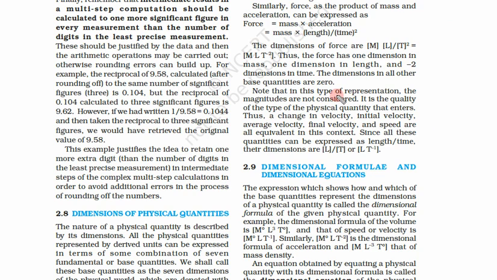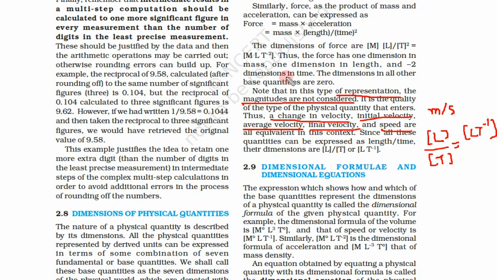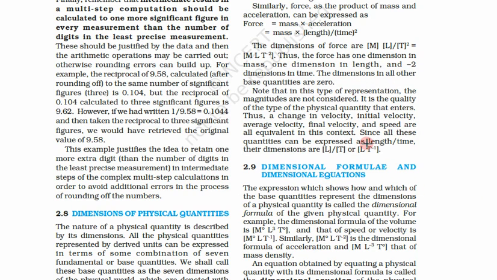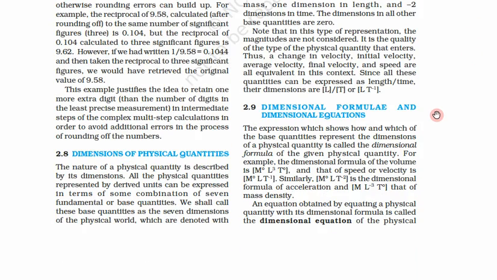Remember, in this representation, that means dimensional representation, we don't consider the magnitudes of the quantity. So a change in velocity, initial velocity, average velocity, final velocity, speed, all are equivalent because all have units meter per second. Hence dimensions are length upon time. That's why we represent it as LT minus 1. So in this representation, any type of velocity, whether this is the difference of two velocities, final and initial velocity, or change in velocity, they are all the same.